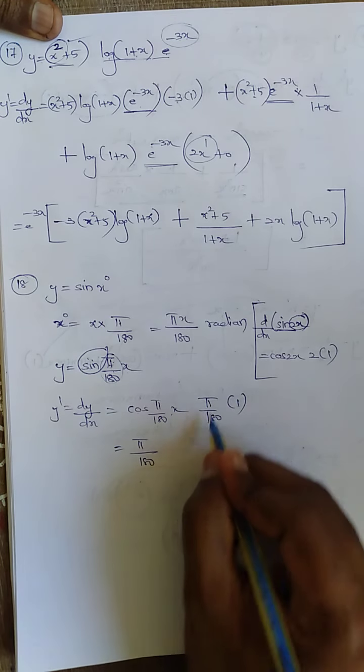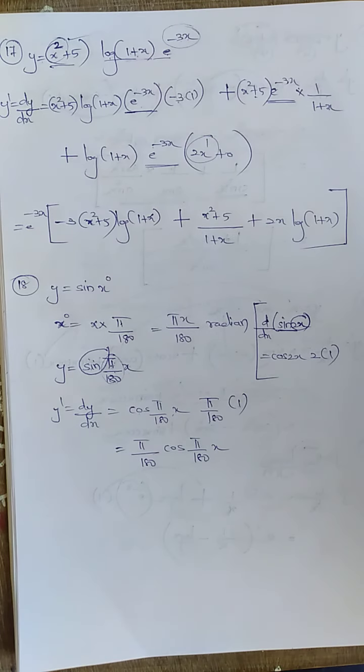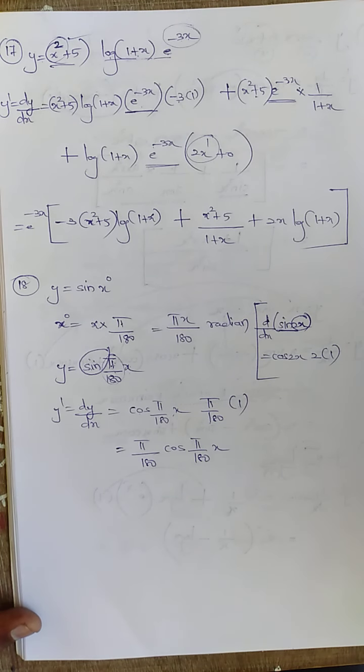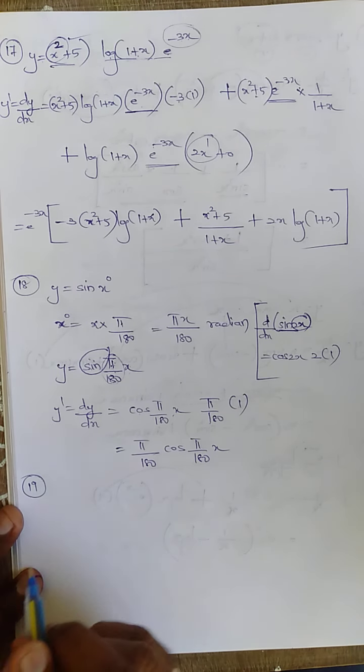Pi divided by 180, cos(pi/180 × x). You can understand that, I think. Next, the last sum, the 19th sum.